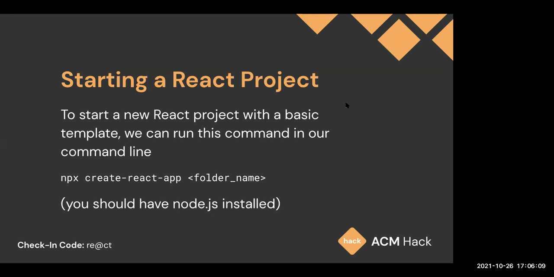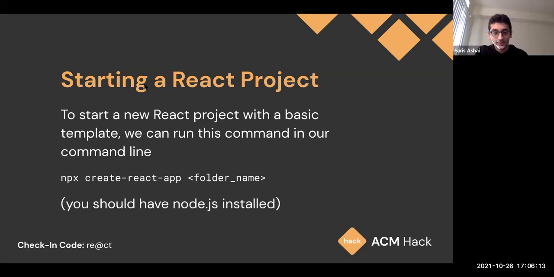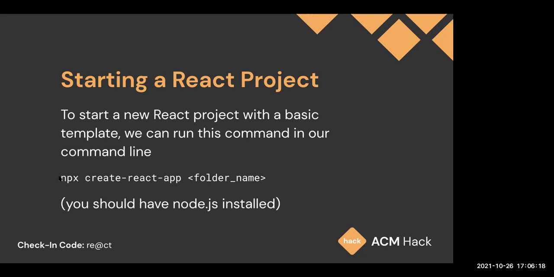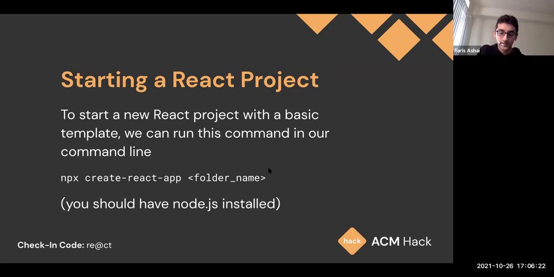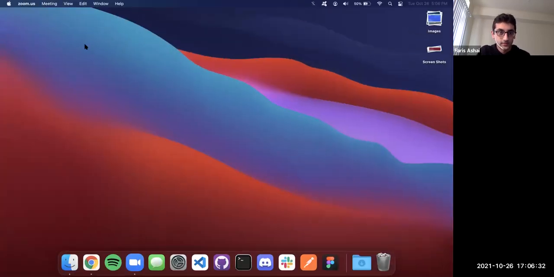Cool. Ferris, do you want to cover starting up a React project? Yeah, so to start a React project, we usually use this command, npx create-react-app, and then we would give it a name for our project. And this is an easy way to set up some boilerplate, so we're not really starting from zero. And we're going to be going through a demo, so I can do that right now.